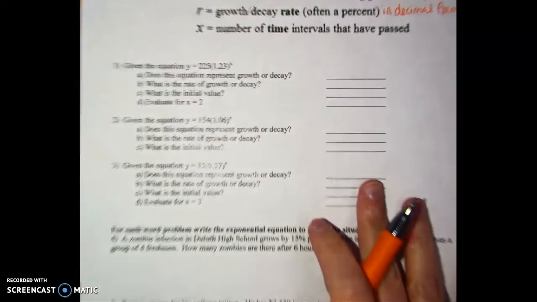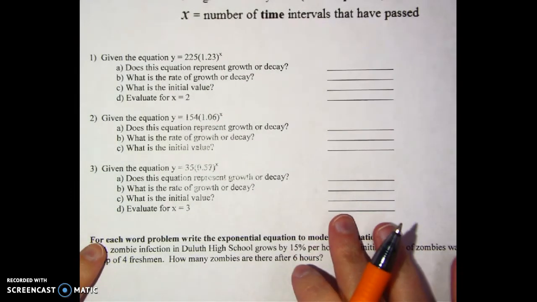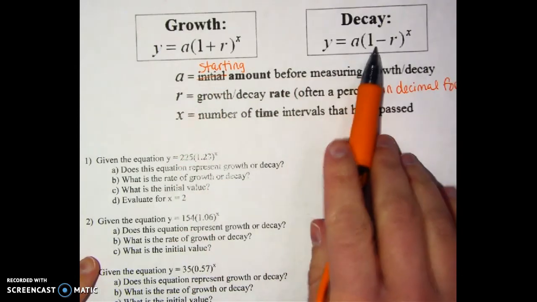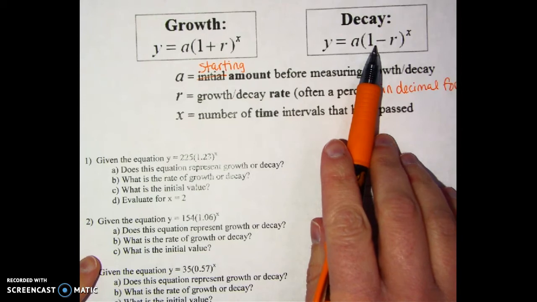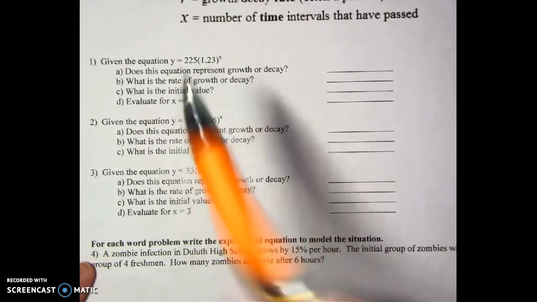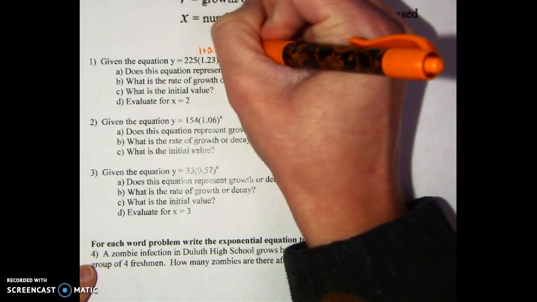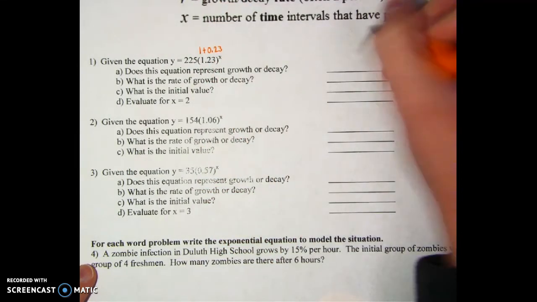Number one says, does this equation represent growth or decay? Well, in here it's plus or minus, and that's actually always going to be a decimal. In this case, this 1.23, if it's over 1, that means it was growth. This basically means this was 1 plus 0.23. So in this case, this is growth.